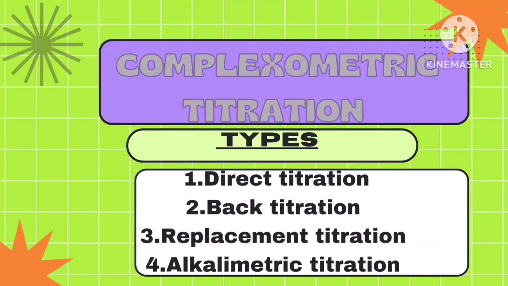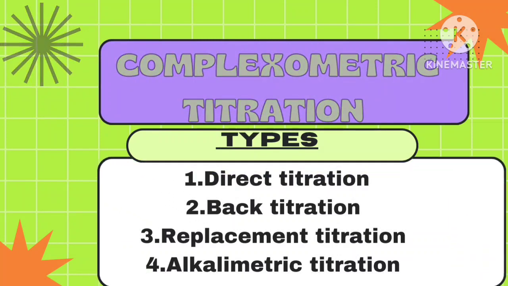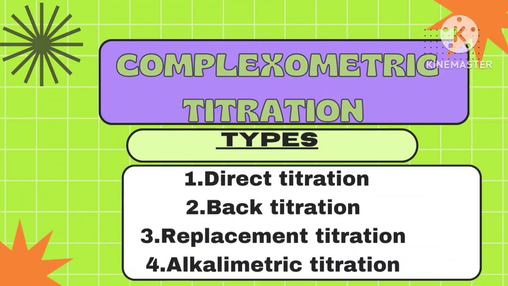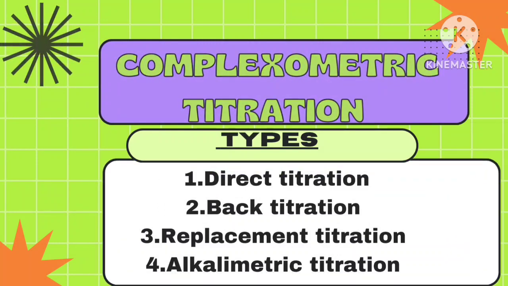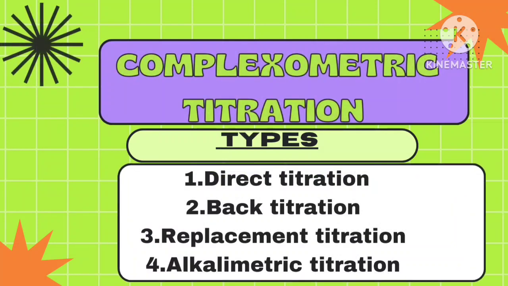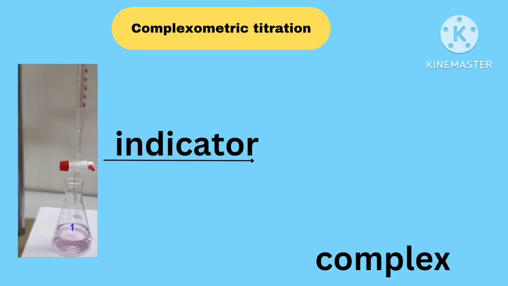Yes, today let's discuss complexometric titration. Don't worry, later on I will tell you what this complexometric titration is. First, understand that complexometric titration has four types: direct, back, replacement, and alkalimetric. Now, complexometric titration is simple.